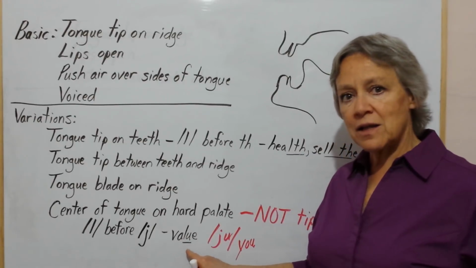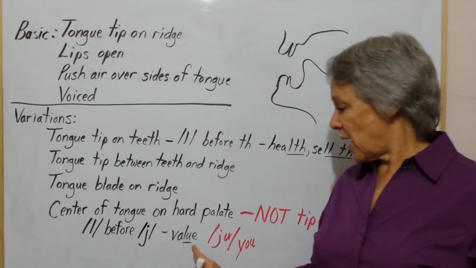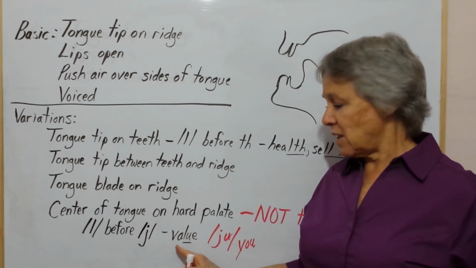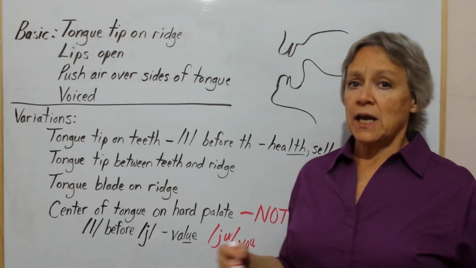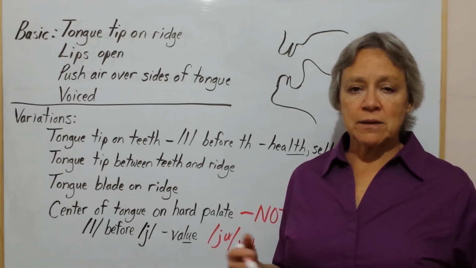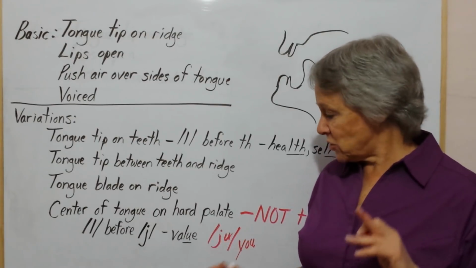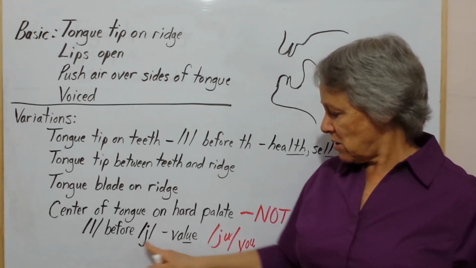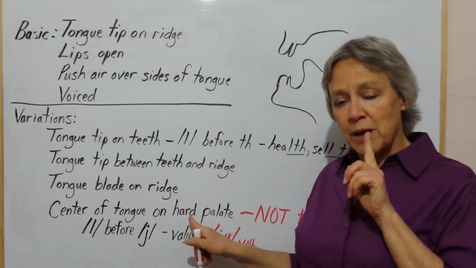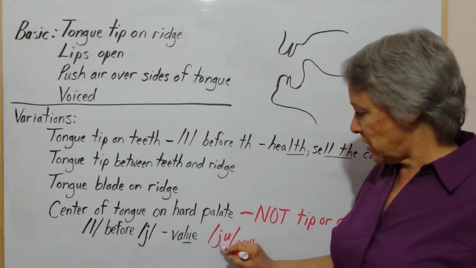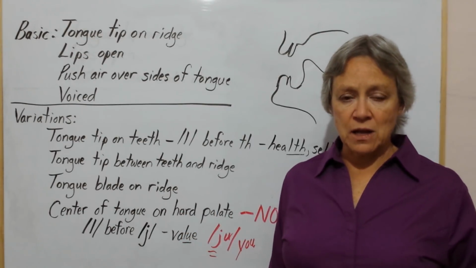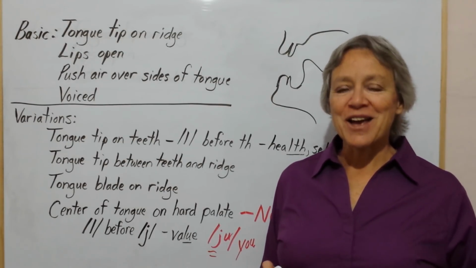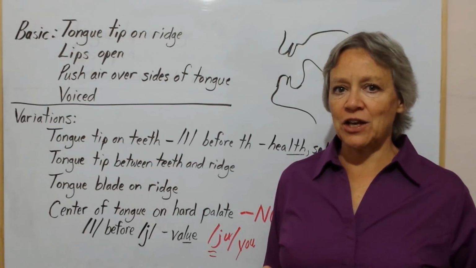So this is value. When I say it slowly, I would put the tip of my tongue up on the ridge to make this L, value. However, if I'm just speaking normally in natural speech, I mostly would not do it this way. Instead, I put the center of my tongue on the hard palate, in preparation for the Y sound that follows the L. So it sounds something like this. Value, value.